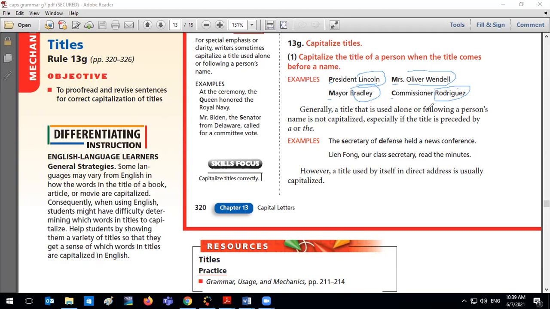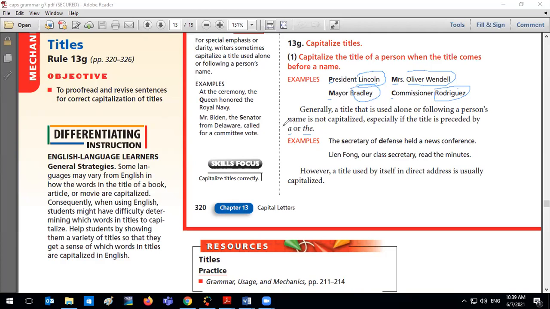When do we not capitalize titles? If we are speaking of the title after the word a or the word the. So if, for example, I said we will meet the president, do I need to capitalize the P in president? No, because it comes after the article the or a. We met a president. Again, we do not capitalize president because it comes after the article a.